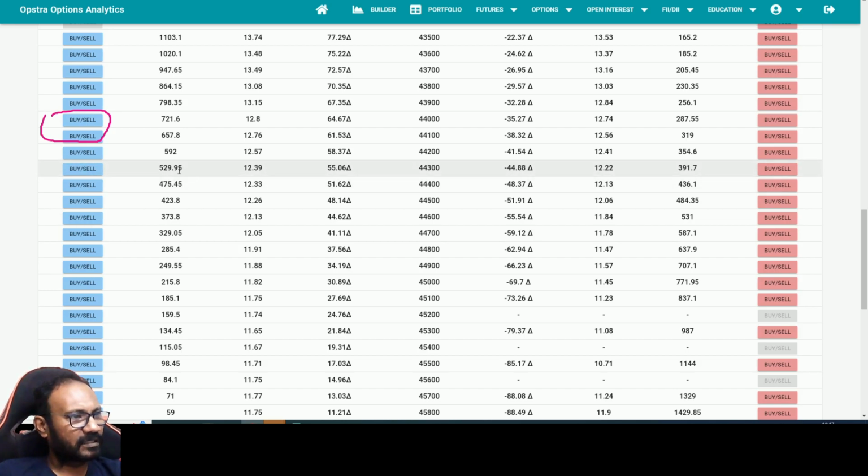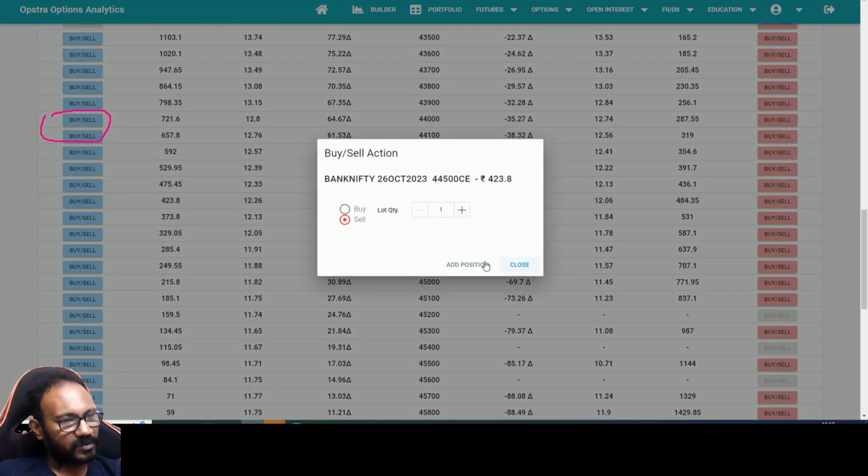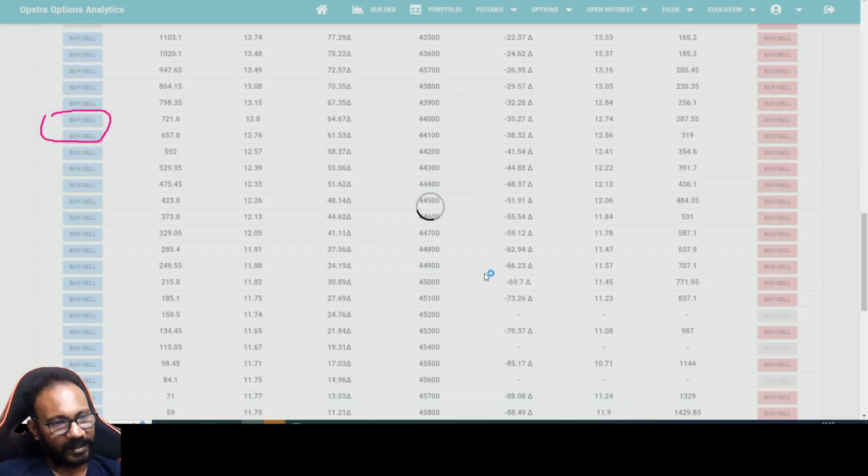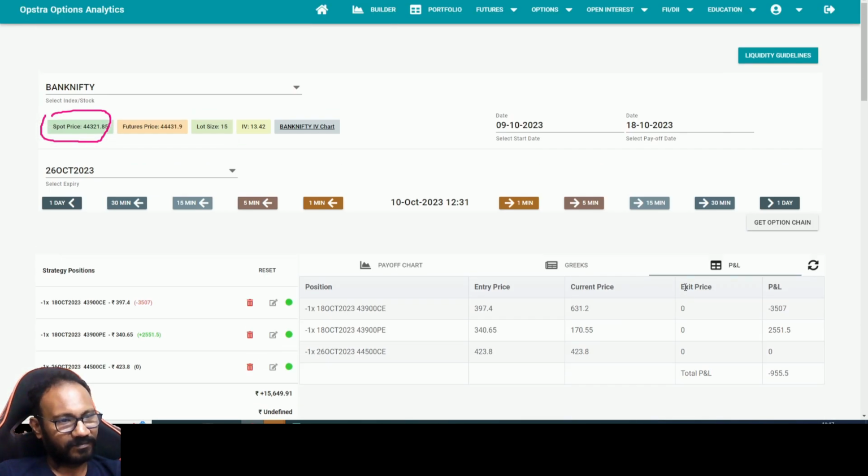530 rupees, but I don't want to do that. I wanted to go and write 44 500 put. So I am adding a position of 26th expiry. You see this 26th expiry. I did this. This is called a rollover. So the 18th position is converted into the 26th October expiry.